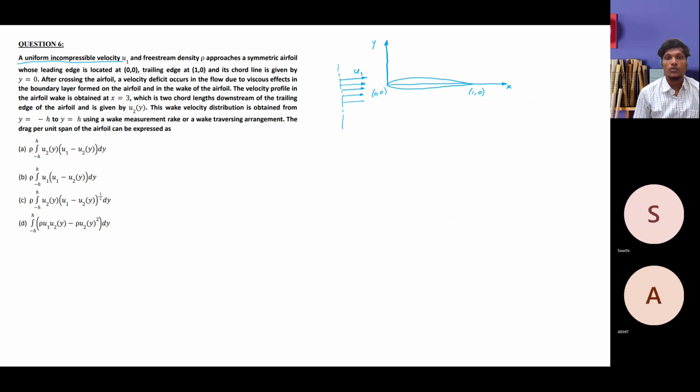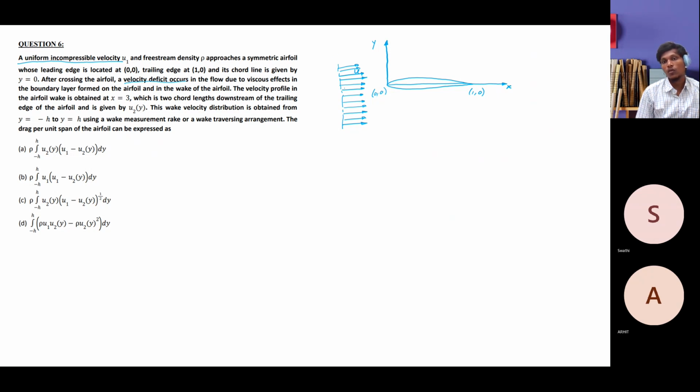So this plane, if you see the velocity at every point, it is almost uniform. I'm trying to draw these things almost uniform. So when this kind of velocity is crossing this aerofoil, there is something happening. What is this? The velocity deficit occurs in the flow due to the viscosity effects. So this velocity deficit will make these velocity profiles.